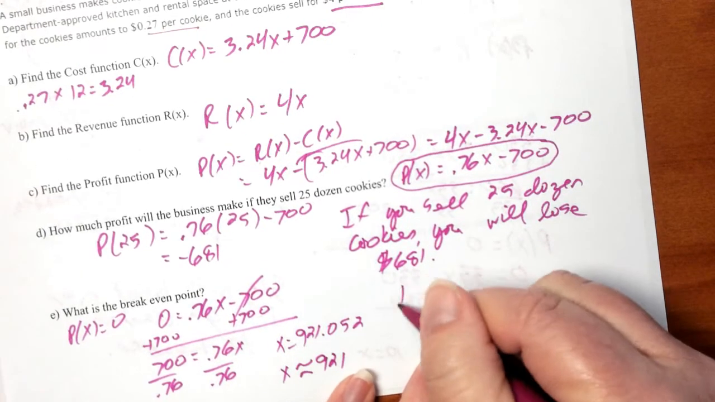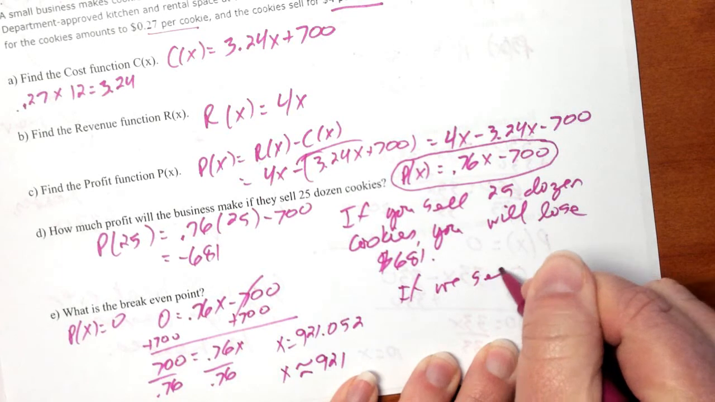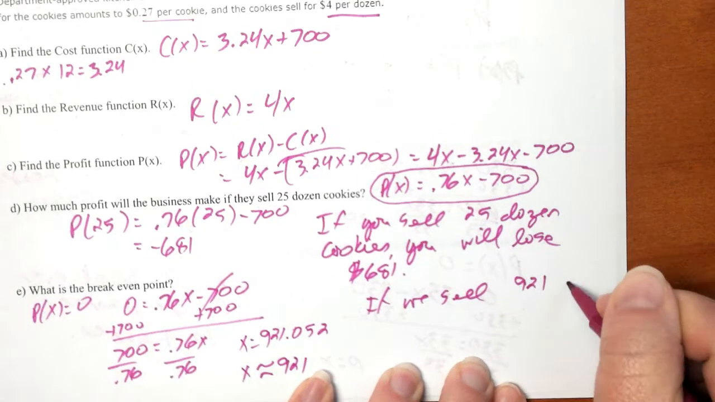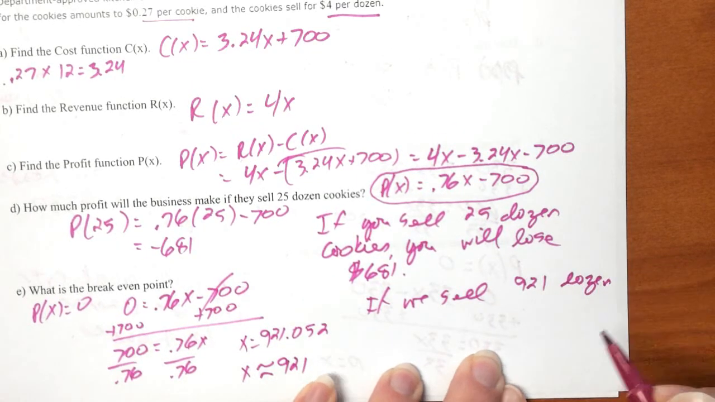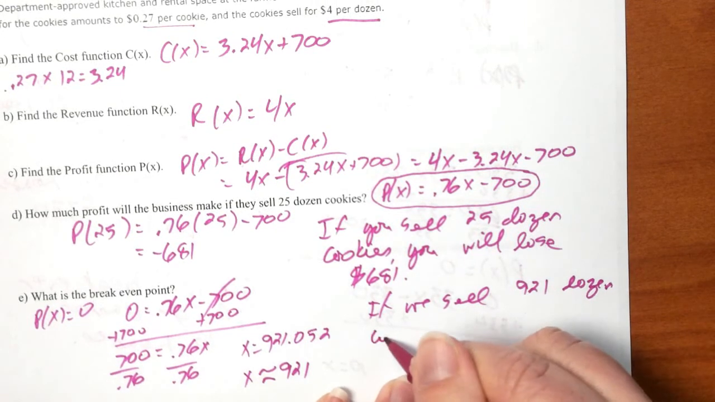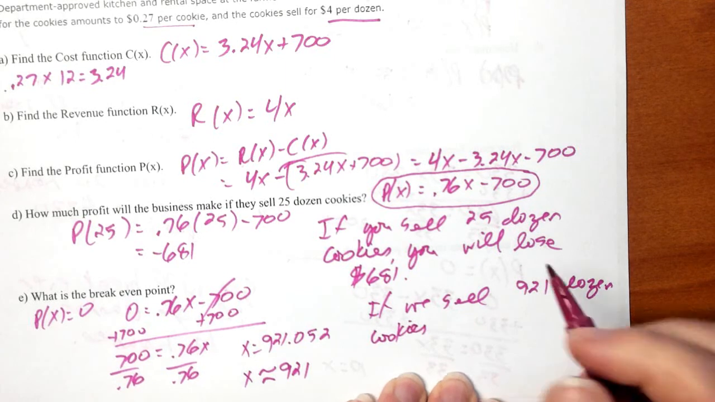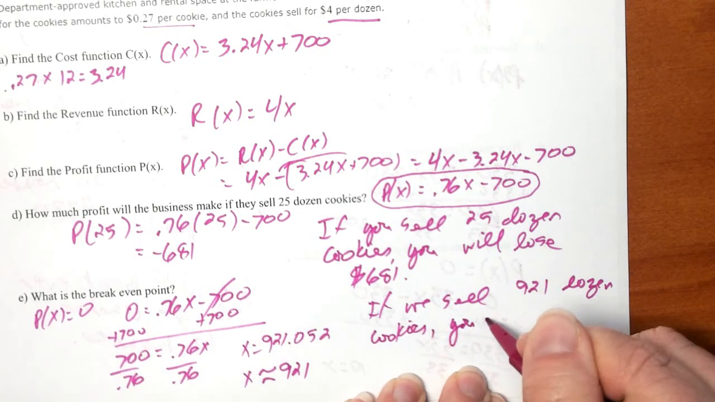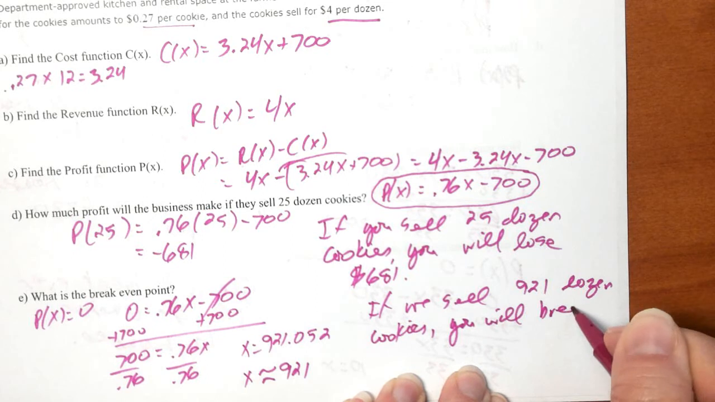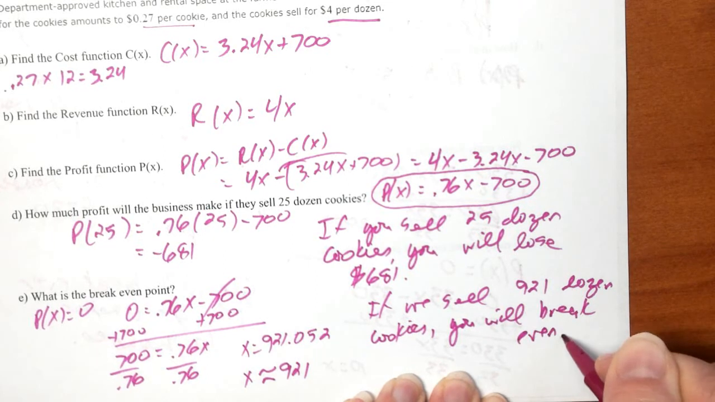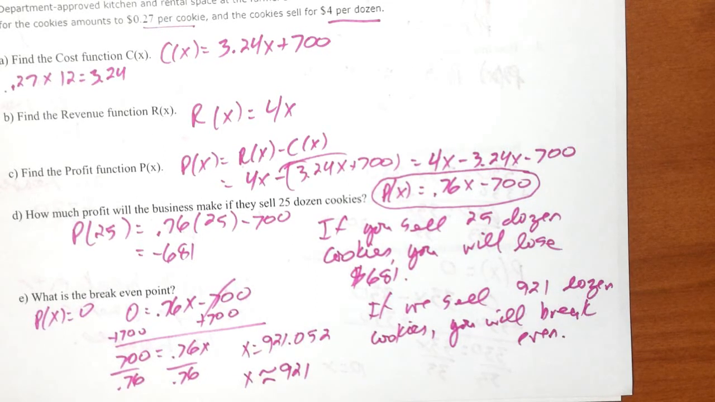So if we sell 921 dozen cookies, not just cookies, but dozen cookies, 921 sets of 12, you will break even. That means if you sell less than 921 dozen, you will lose money. If you sell more than 921 dozen, you will make profit. If you sell exactly 921 dozen, you will break even.